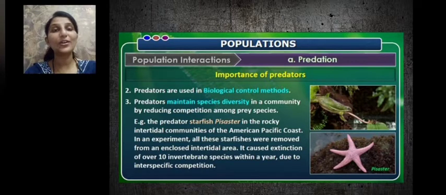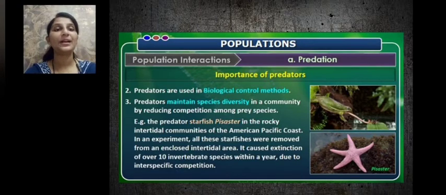If the predators are not there, what will happen? The prey species will start to compete with each other. So the predators help to maintain the prey species. Why? If there is competition, the prey species will decrease in their diversity. So predators help to increase the diversity of the species.